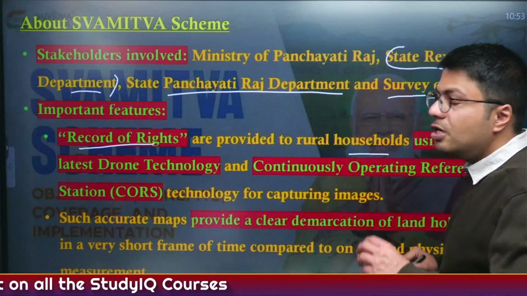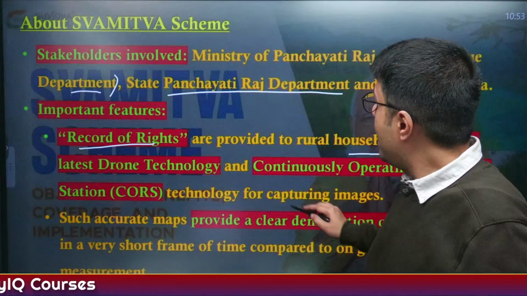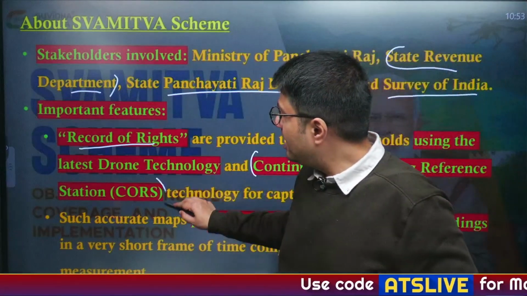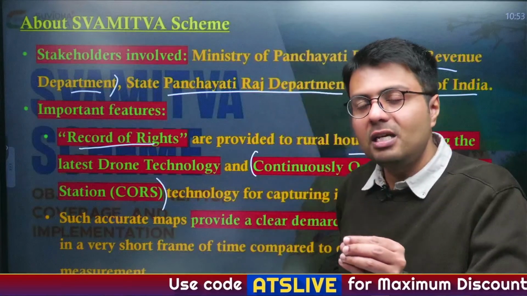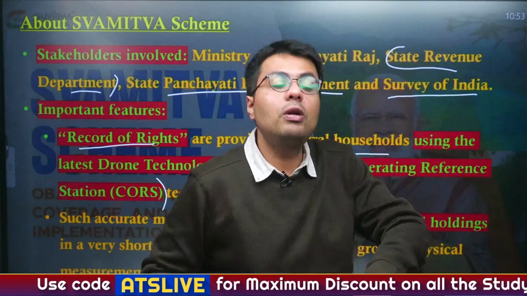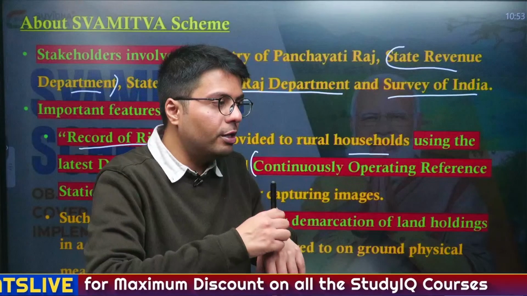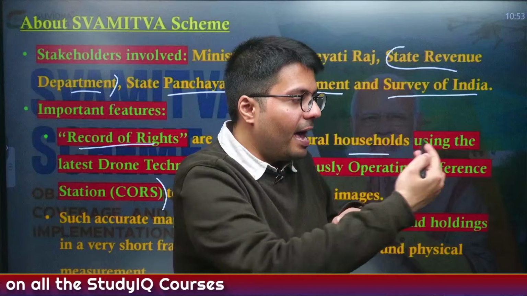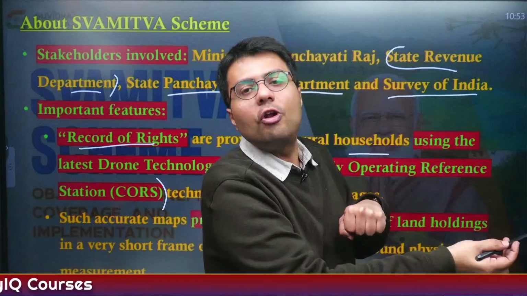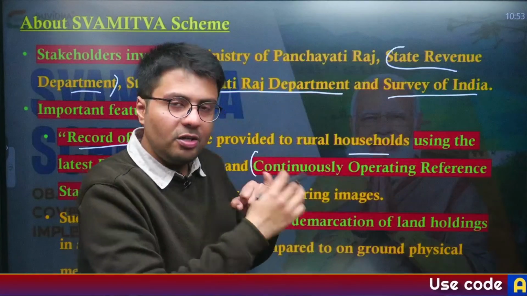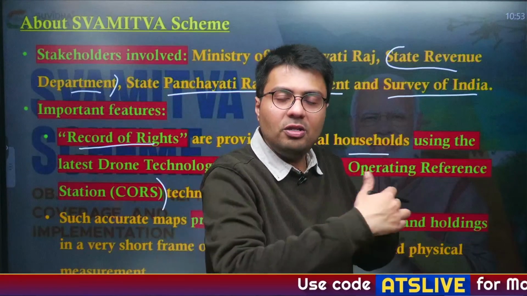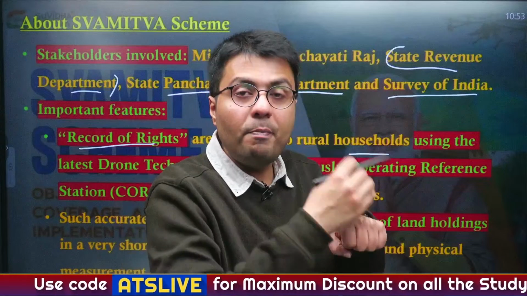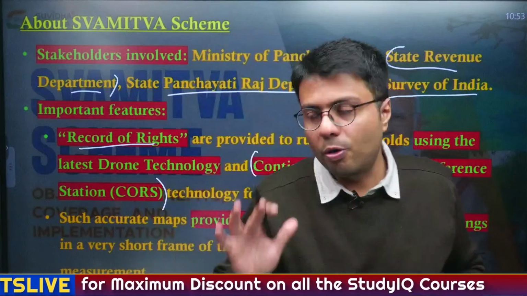Now the important features, as I've already told you: records of rights are provided to the rural households using the latest drone technology, and there are centers called Continuously Operating Reference Stations, which, as the name suggests, are established in the rural area, and provide a reference point through which you map that property X is located at 5 kilometers from that core station. So this is how the government estimates the distance between two pieces of land and how these lands are located from a particular reference point called a core station.